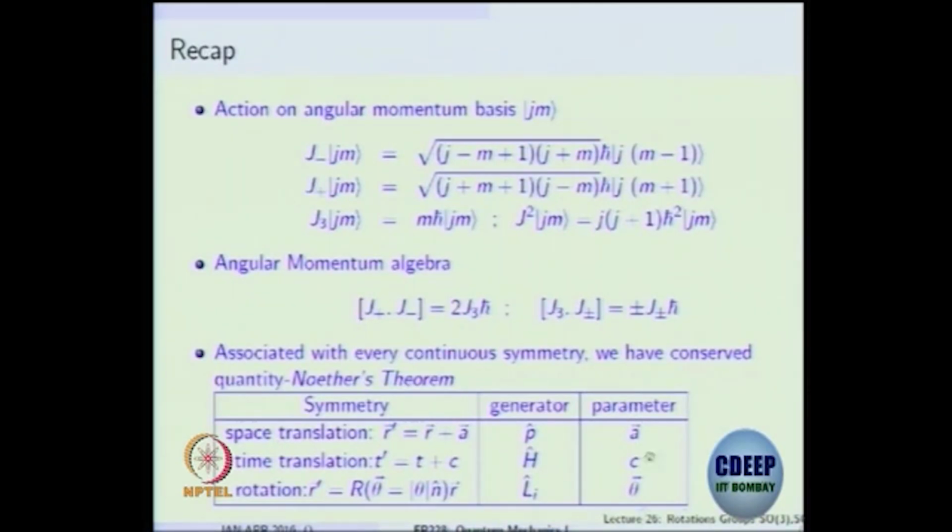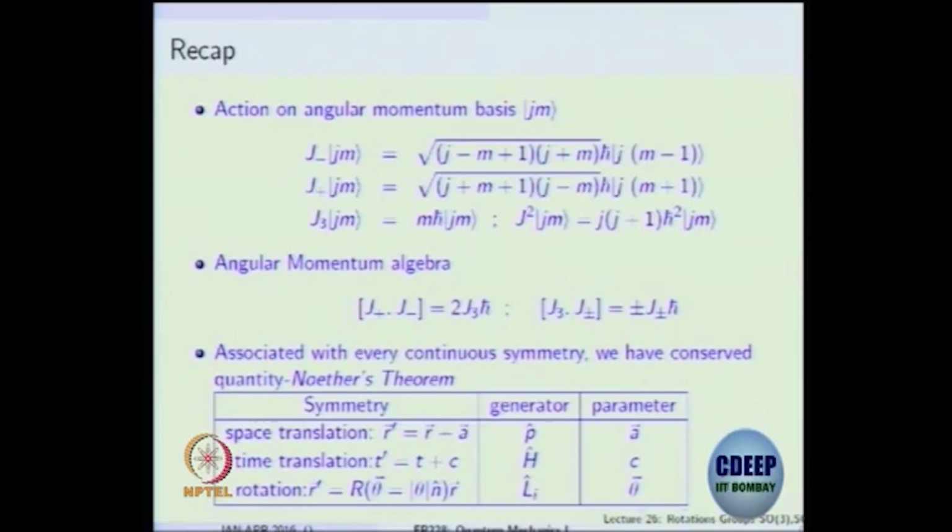So whenever you find a number of generators, you will have an equal number of parameters. It won't be different. Time translation is just shifting the time by a constant. Nothing happens. Most of the systems which you are considering have a Hamiltonian independent of time. So this is the generator of time translation, and the corresponding parameter is C, which is also one parameter, one operator and one parameter.